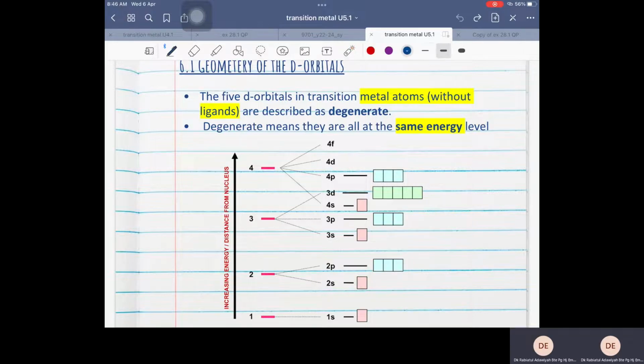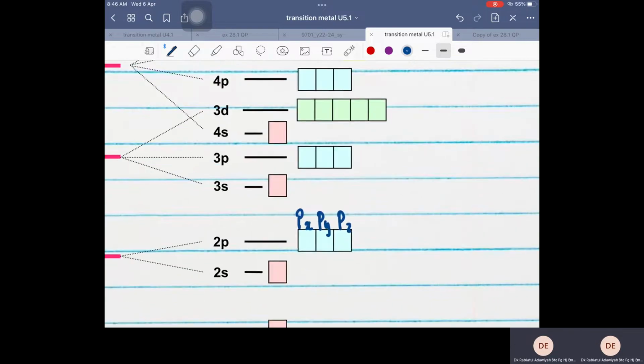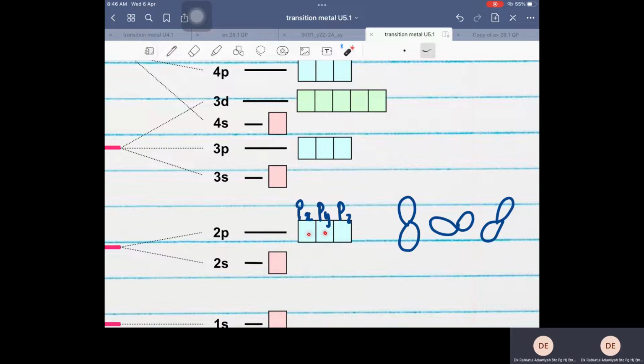P subshells contain px, py, and pz. I don't know if you still remember the shape. It contains lobes. Okay? It doesn't matter where it goes, px, py, pz, because they have the same energy. That's why they are drawn on the same line, same level. This is what we mean by degenerate. Px, py, pz are degenerate, they have the same energy.